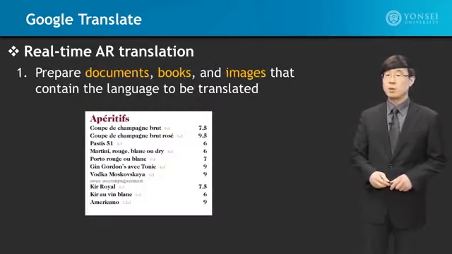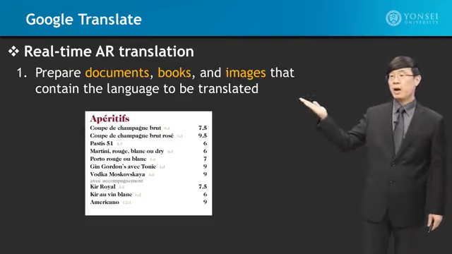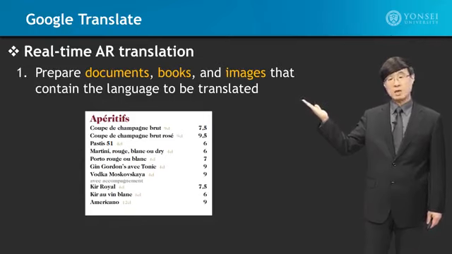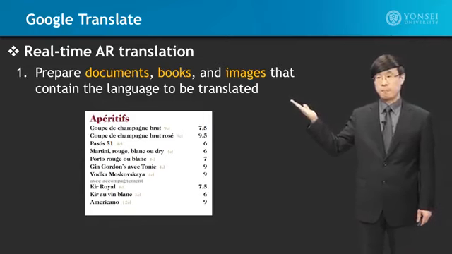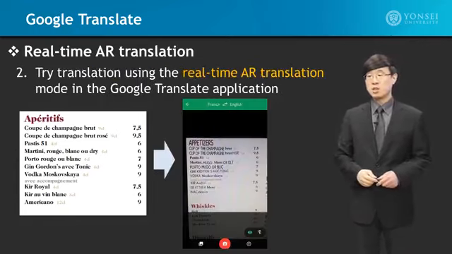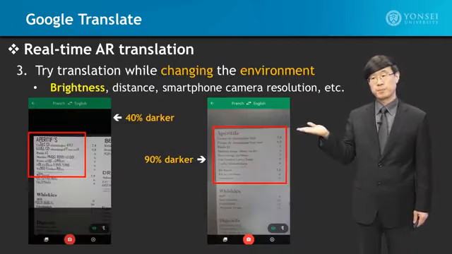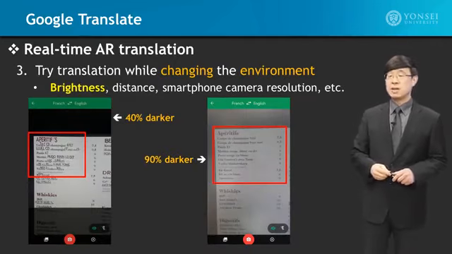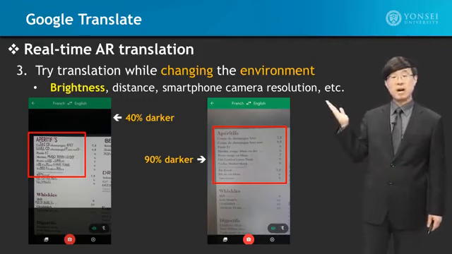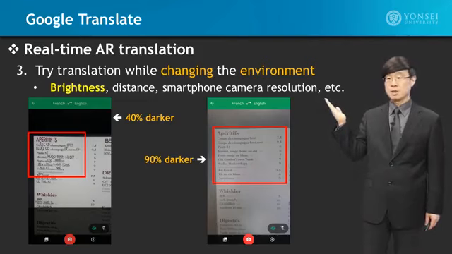Now it's time to go into an experiment. Prepare documents, books, or an image that contain the language that you want to be translated. Then try translation using the real-time AR translation mode in the Google Translate application, like you see in process right here. Then try translation while changing the environment, in terms of brightness, distance, smartphone camera resolution, and other options.